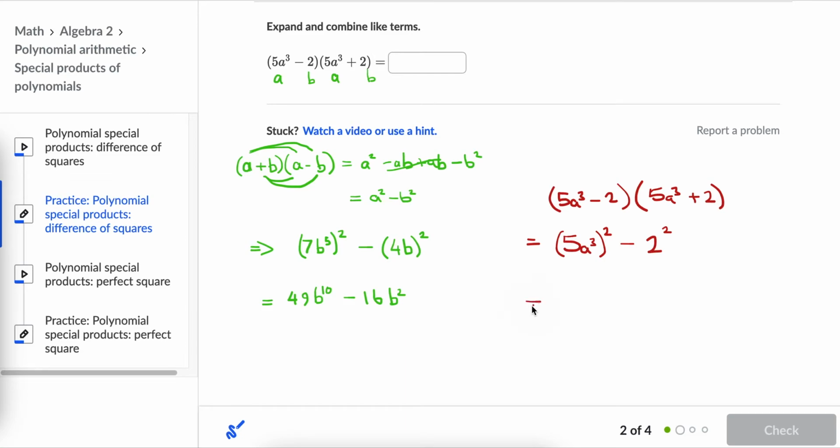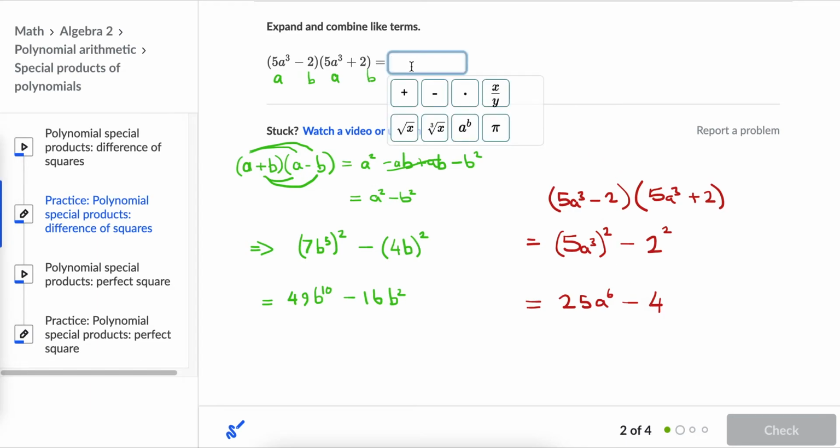We can solve this quite easily now. 5 times 5 is 25, and a cubed squared, so a cubed times a cubed, is a to the 6th power. Then we've got minus 2 squared, which is 4. We can write that simply like that. So that's your difference of squares and how it works.